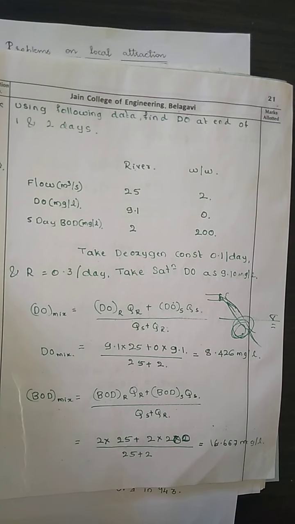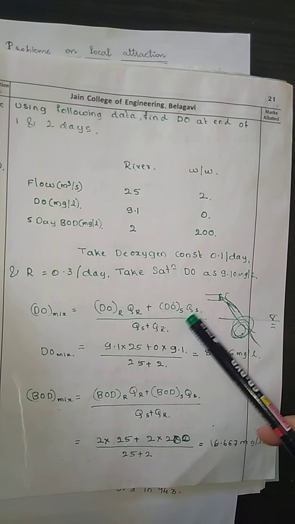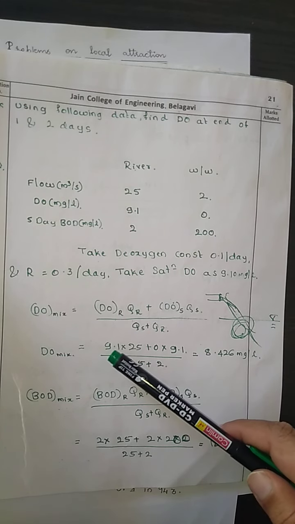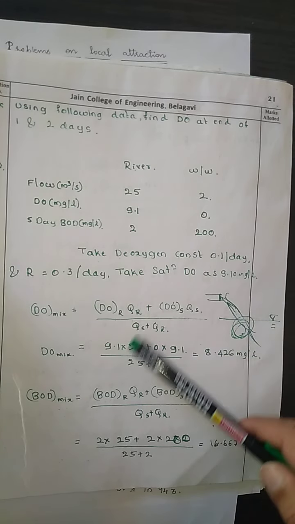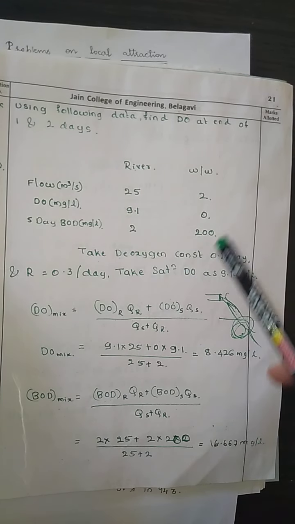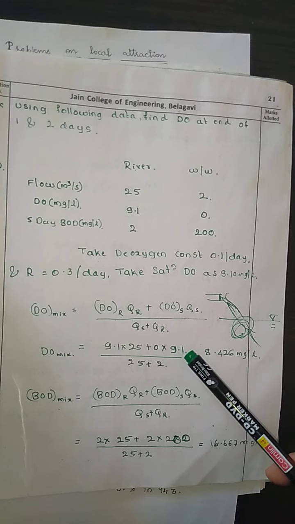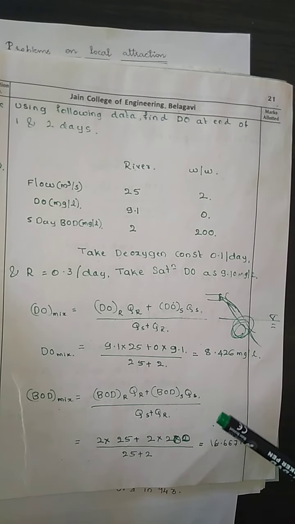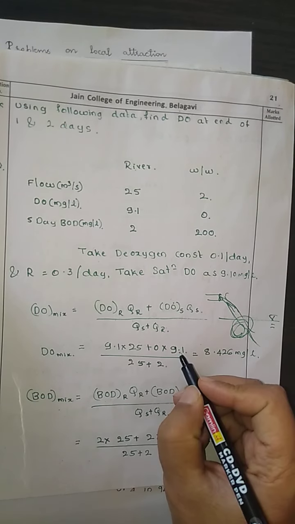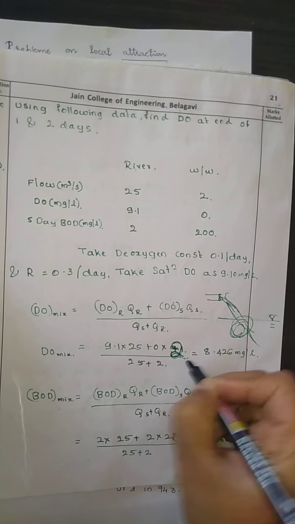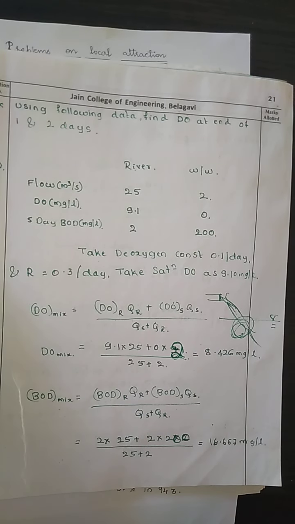For that, we are going to use the formula: DOR into QR plus DOS into QS, divided by QS plus QR. Now, DO of the river is how much? It is 9.1. Quantity of river, it is 25. Plus DO of the sewage is 0, plus quantity of sewage is how much? By mistake I have written it as 9.1, and we should take it as 2.